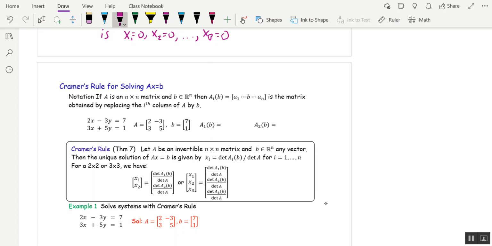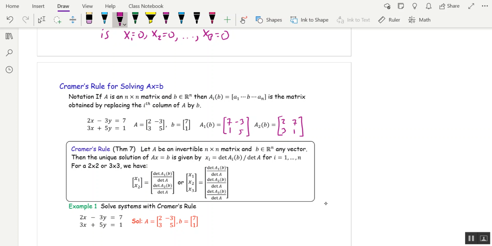So here's an example. I've got a linear system. A is the coefficient matrix. B is the answer column. A1 of B, I take the matrix A and I replace the first column with B. So 7, 1, and then I finish off A, negative 3, 5. A2 of B, I take the matrix A and I replace the second column with B. So straightforward.